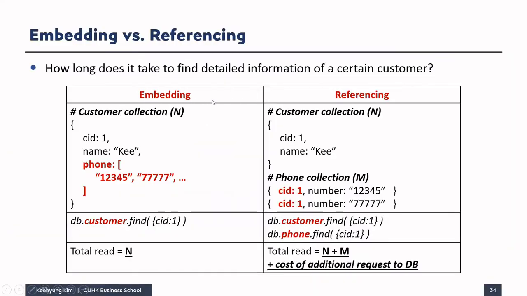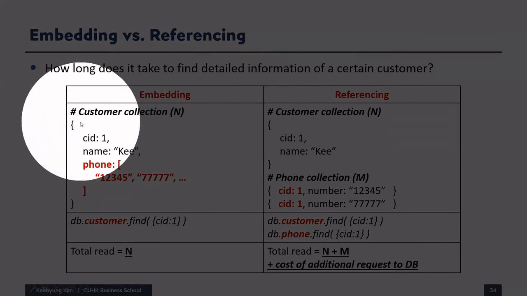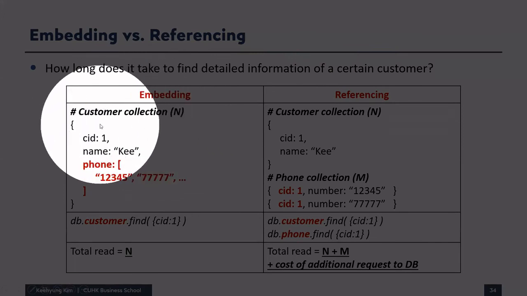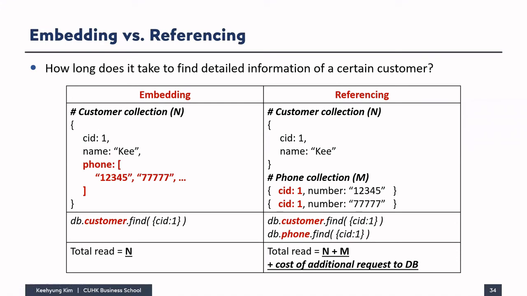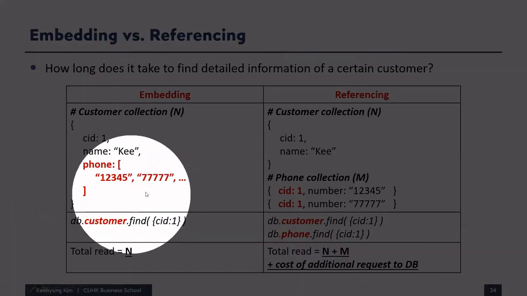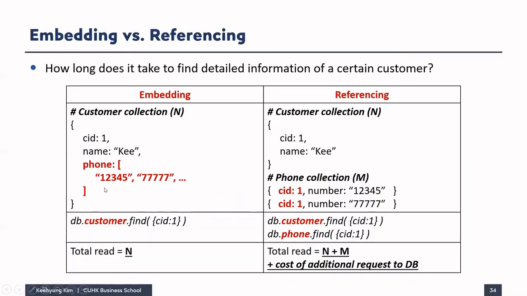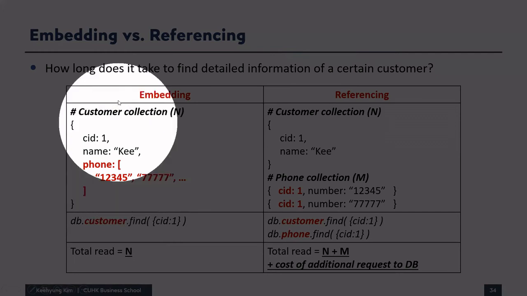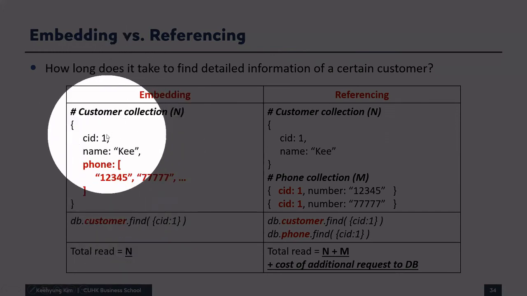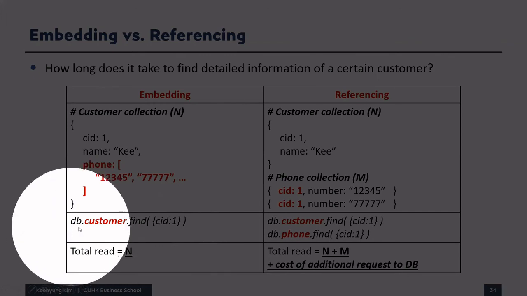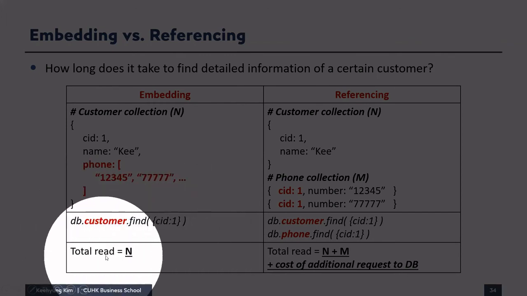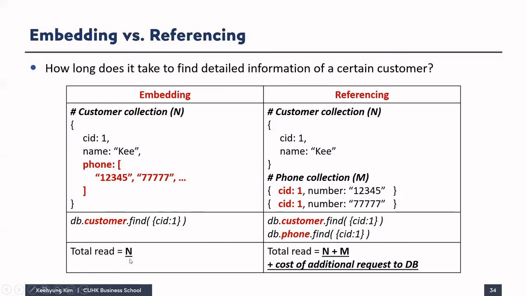First of all, if we use the embedding approach, we'll have n customers in the customer collection, so there will be n documents. In each document, we already have a list of phone numbers stored. To find the phone numbers for a certain customer, we simply need to scan all the documents in the customer collection. So if there are n customers, this query will take n read operations to find the phone numbers of a certain customer.